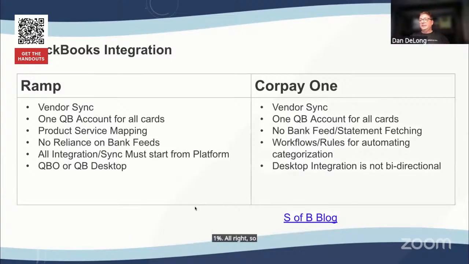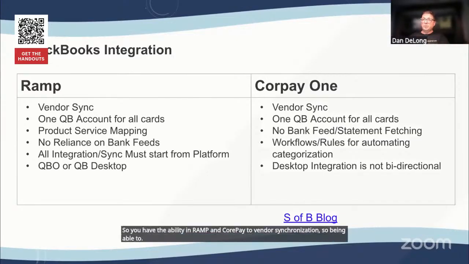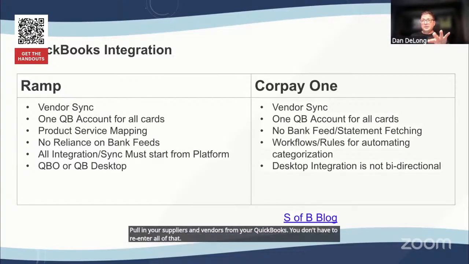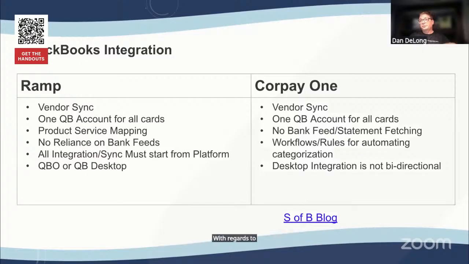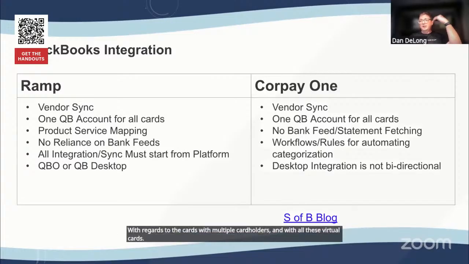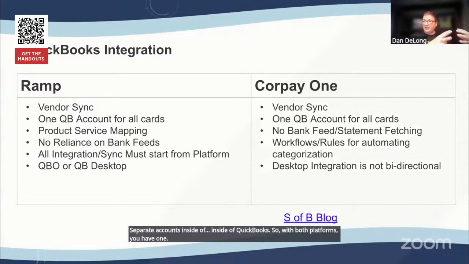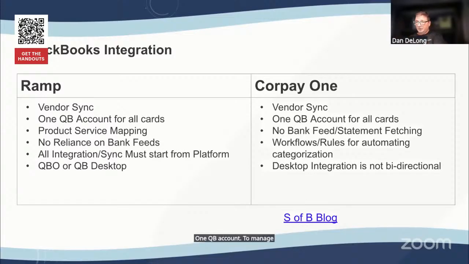All right, so let's talk about the QuickBooks integration. You have the ability in Ramp and Corpay to do vendor synchronization, so being able to pull in your suppliers and vendors from your QuickBooks, and you don't have to re-enter all of that. With cards with multiple card holders and all these virtual cards, it would get very cumbersome to manage all of those separate accounts inside of QuickBooks. So with both platforms, you have one QB account to manage all of the cards, right?